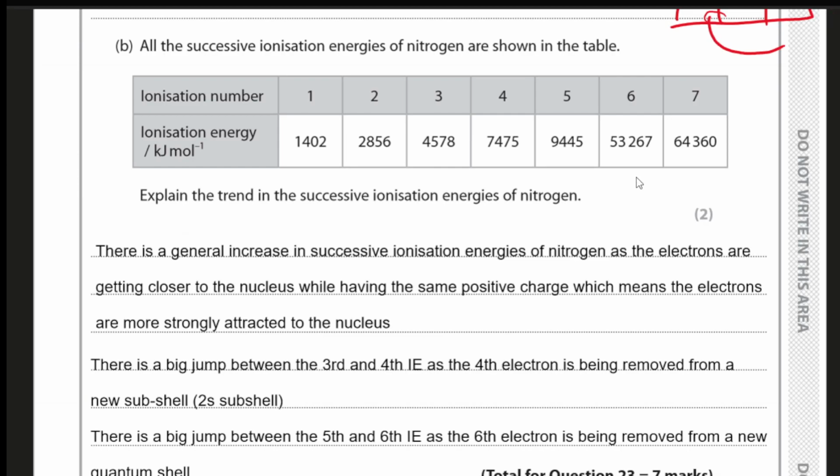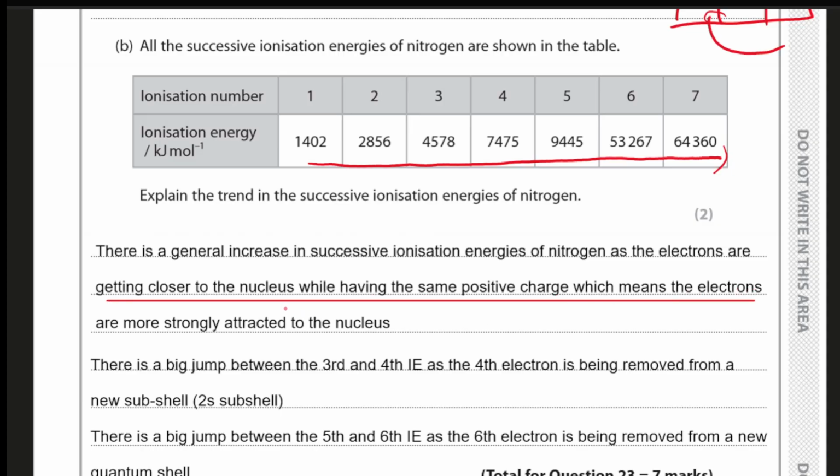All the successive ionization energies of nitrogen are shown in the table. The table is provided, so we can see that clearly. The question here is to explain the trend. We can clearly see that the trend is increasing. Why is the general trend increasing? It is increasing because the electrons are getting closer to the nucleus while the nucleus has the same positive charge, which means the electrons are more strongly attracted to the nucleus.